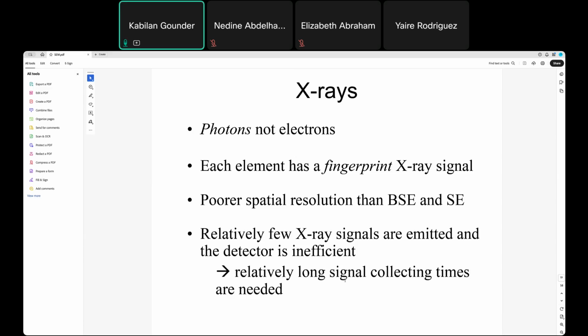The X-rays are photons, not electrons. Each element has a fingerprint X-ray signal. They have poorer spatial resolution than backscattered electrons and secondary electrons, because relatively few X-ray signals are emitted and the detector is inefficient. A relatively long signal collecting time is needed when you use these X-ray signals.